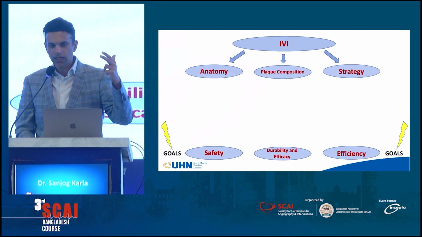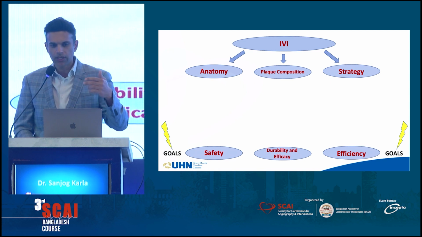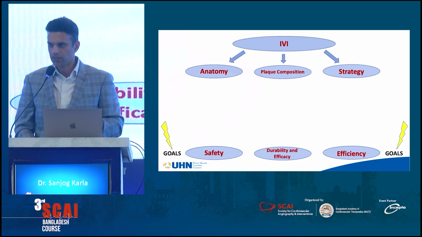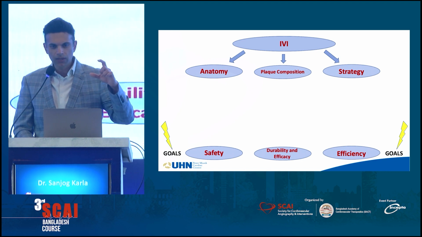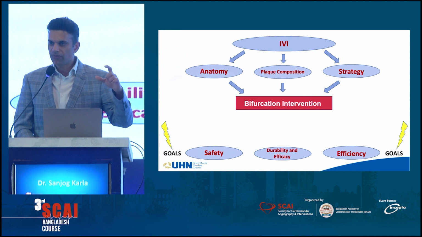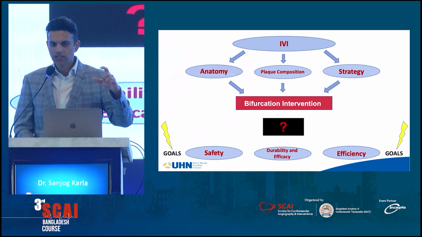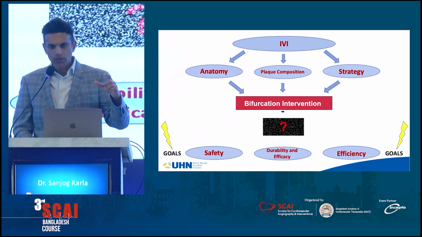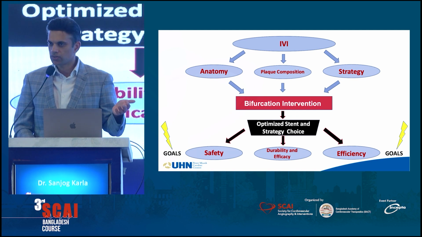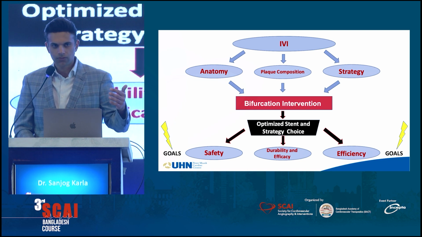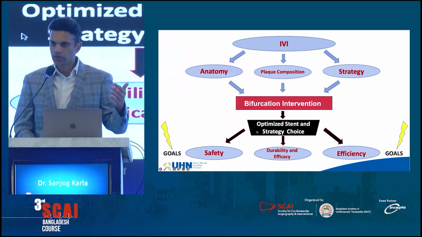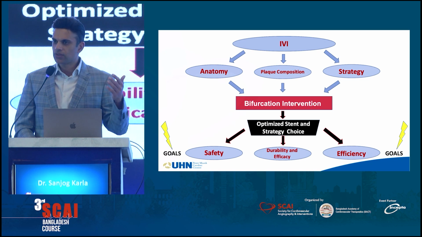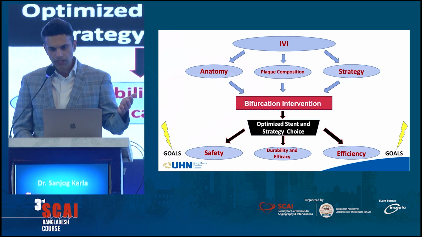But then how do we take anatomy, plaque composition, and strategy and make it safety, durability, and efficacy with efficiency? There's some middle ground there, right? Well, this is where your bifurcation intervention comes in, and that's accomplished with some sort of optimized stent strategy and choice. This is the work protocol, or the workflow. So when we circle in on the workflow, we have to pick our tools and our strategy carefully. Having set up that background, let's look at a case.